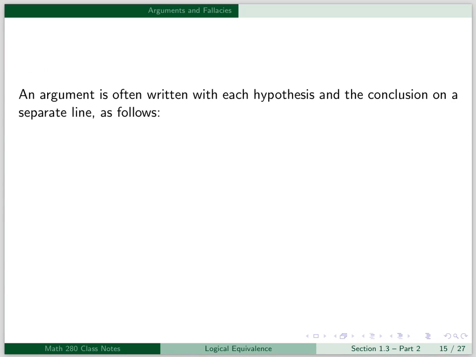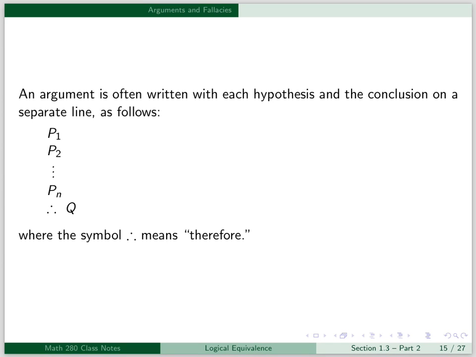An argument is often written with each hypothesis and the conclusion on a separate line as follows. And in this case, for the conclusion, we have the symbol with the three dots, which means therefore.